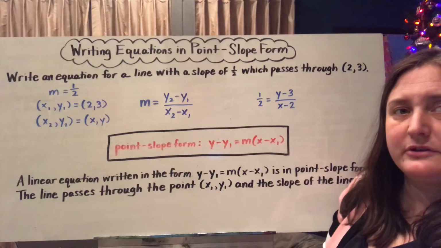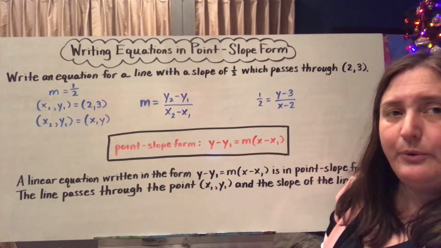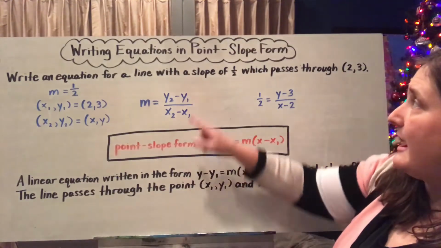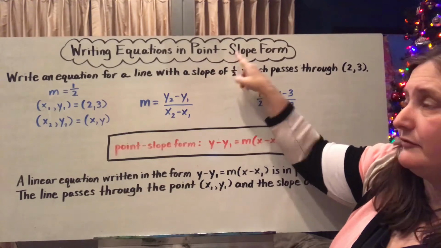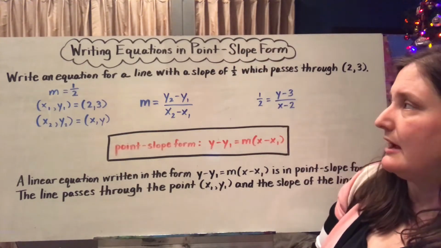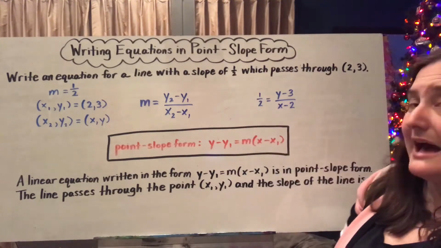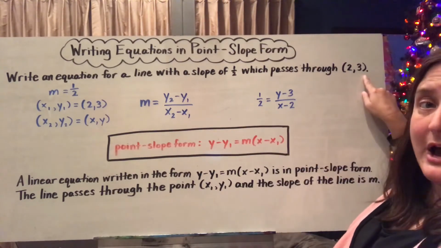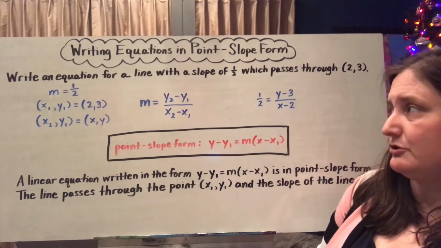Today we're writing equations in point-slope form. And just like the name of this form indicates, you would want to use this form when you have one point on your line and the slope of your line. So here we're being asked to write an equation for a line with a slope of 1/2, which passes through the point (2, 3). So let's take a look at what information we have.